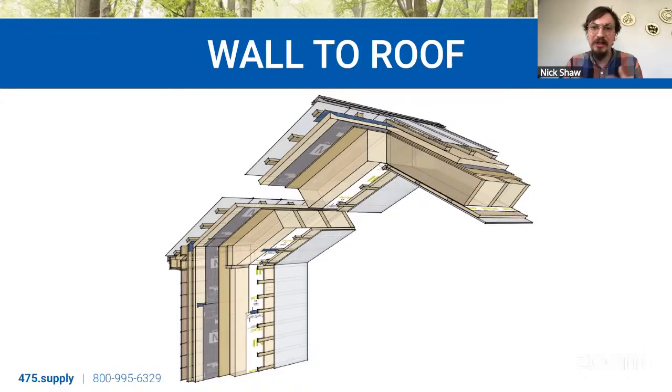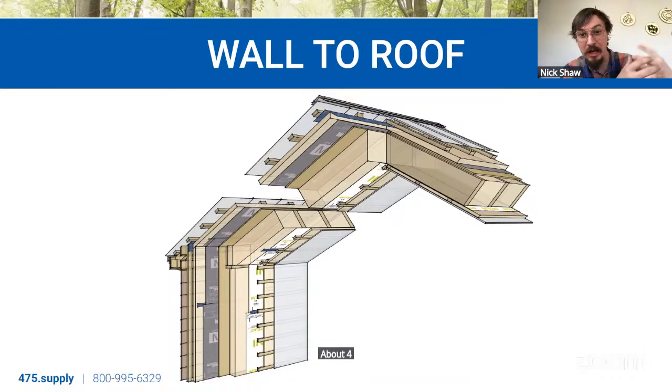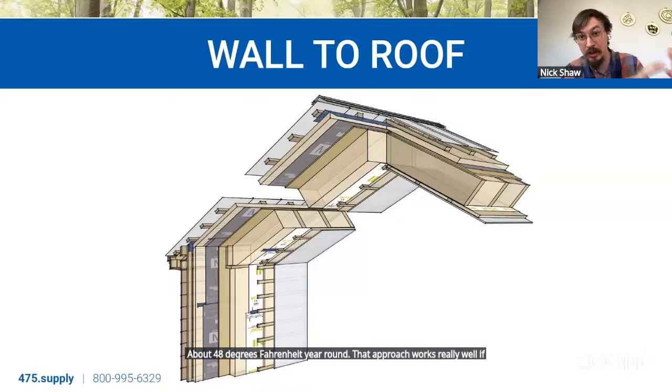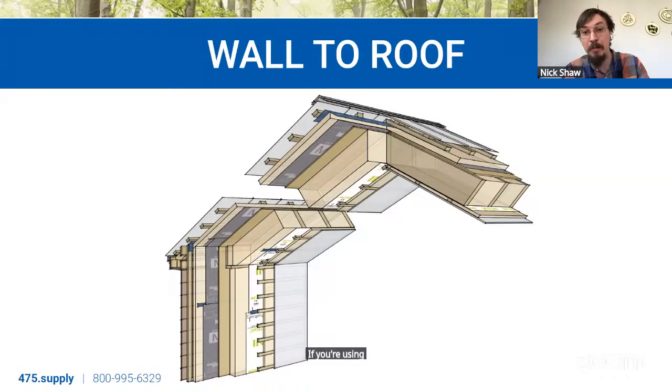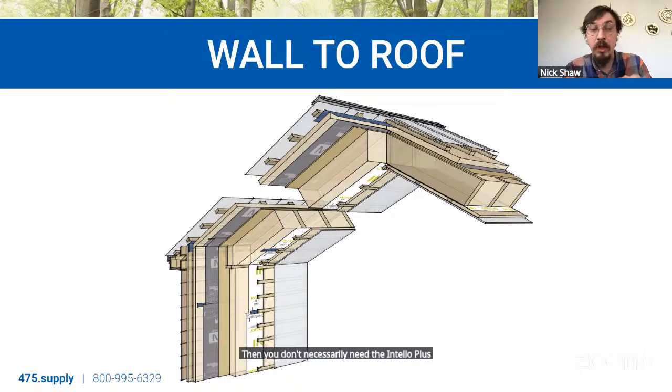So yeah, we have whole other blog posts and presentations on this. There are two schools of thought. One is have enough exterior insulation to warm your sheathing above 48 degrees Fahrenheit year round. That approach works really well if it's vapor permeable insulation. If you're using exterior wood fiber board or mineral wool board, then you can still dry through diffusion. So if you're having that thick layer of exterior insulation, then you don't necessarily need the Intello Plus membrane. It would only be helpful, but it might not be as necessary.